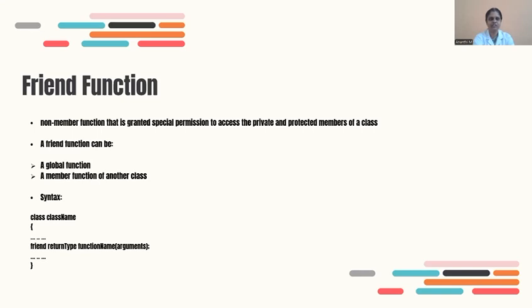So a friend function can be a global function or a member function of another class. It can be declared outside of the main function, or it can be declared inside another class also. So this is the syntax of how we are going to give a friend function. Inside the class, you just give the friend keyword and the function name with arguments.